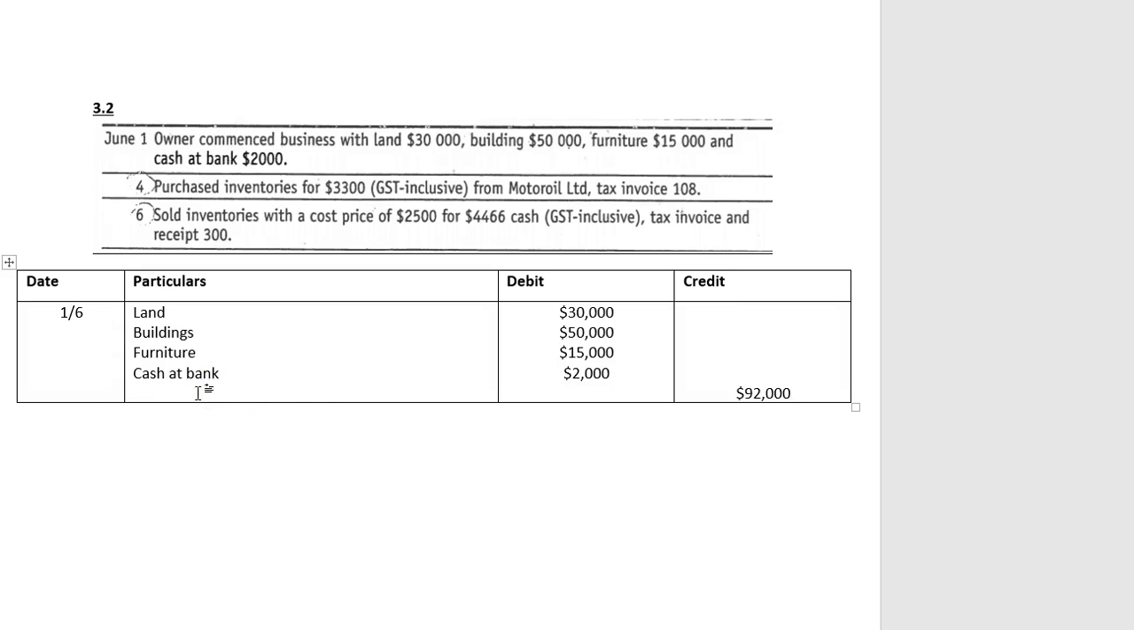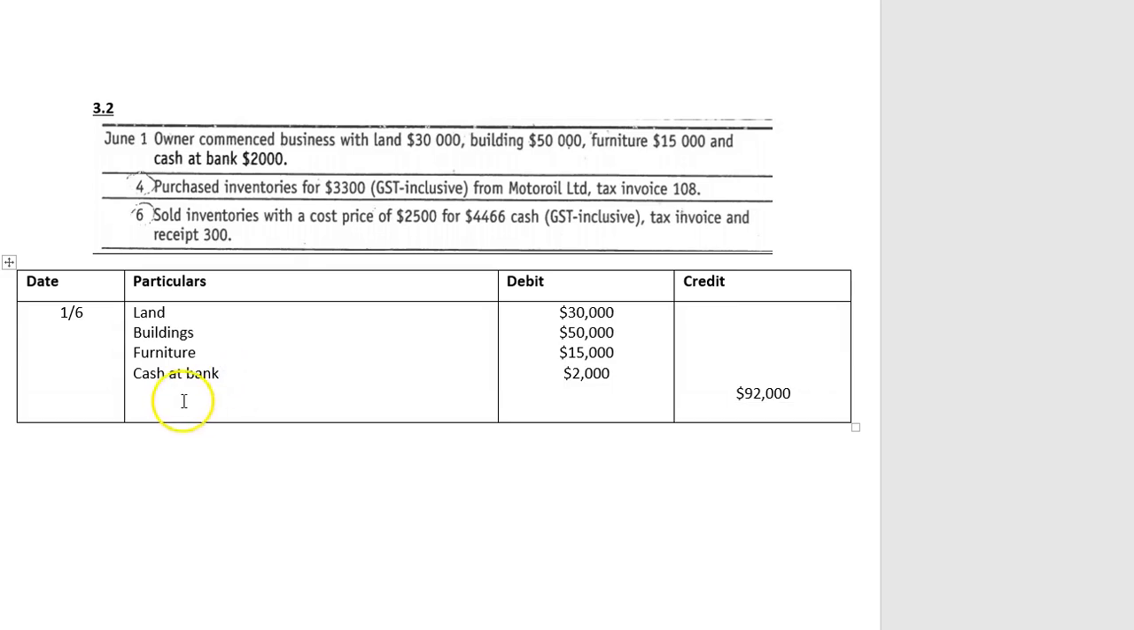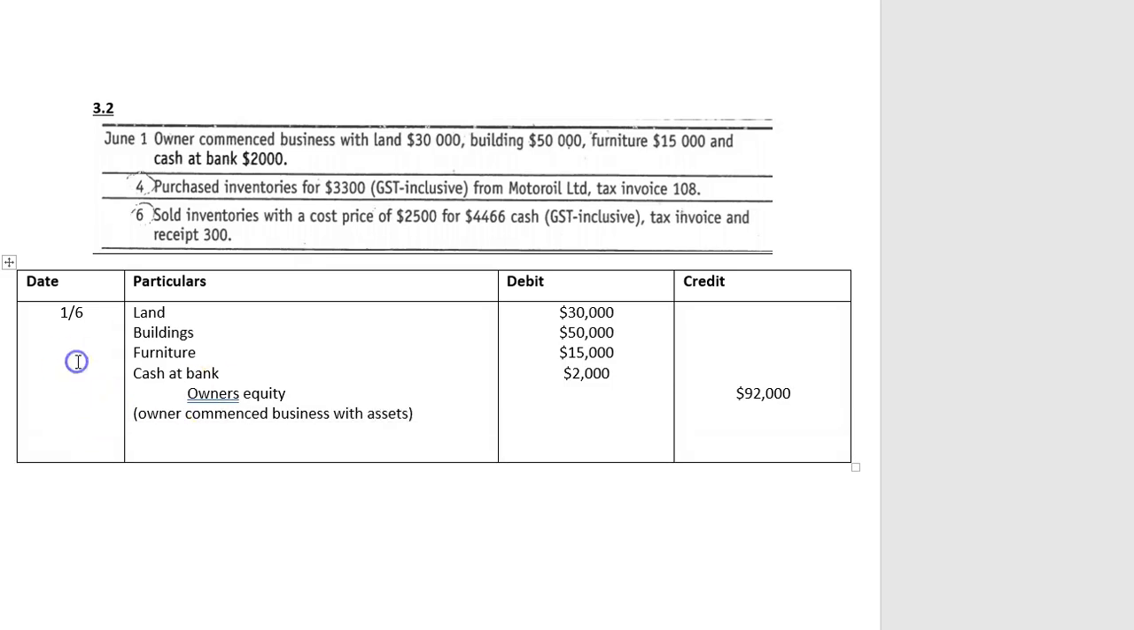Okay, so our credit in this case, the owner is putting stuff into the business, therefore we're looking at owner's equity. And if you have the name of the owner, you pop that in there too. Our narration, owner commenced business with assets. Try and get all that information in there in the least amount of words as possible.